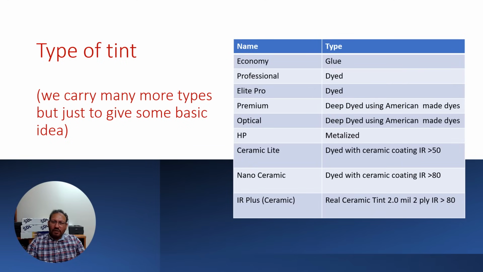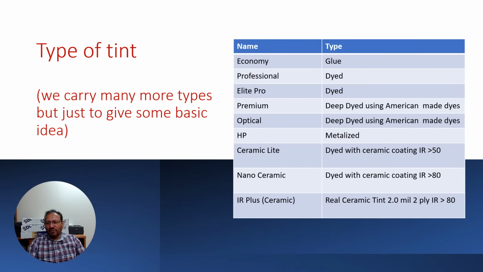What are the different kinds of tint we carry? We carry many more types, but just to give you some basic idea: Economy, Professional, Elite Pro, Premium, Optical, HP, with names given below. What is economy? The economy is the tint which has the color in the glue. So if you go to my previous slide, you will understand what exactly it is. So this is one of the cheapest tints.